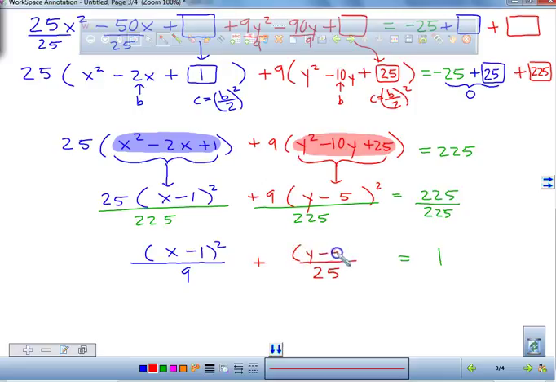Okay, now everybody, we have a problem. Yes, say it again. We have to switch the x and the y's. Why do we have to do that? Because this is dealing with the major axis. This is dealing with the minor axis. How do I know this is major and this is minor?